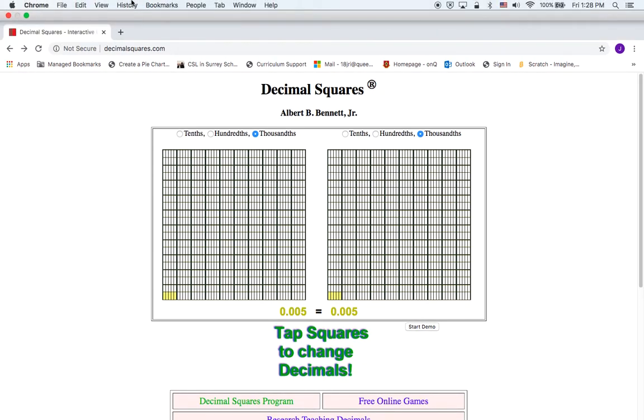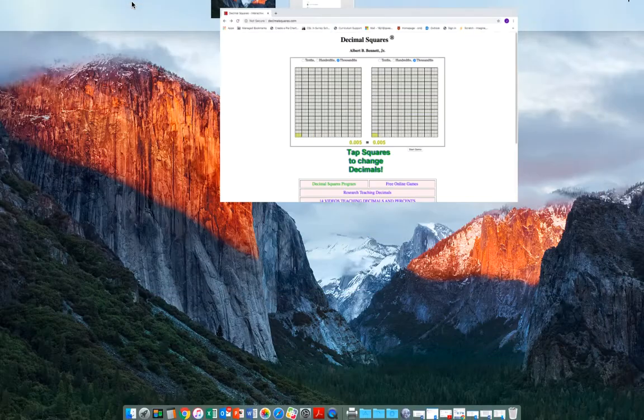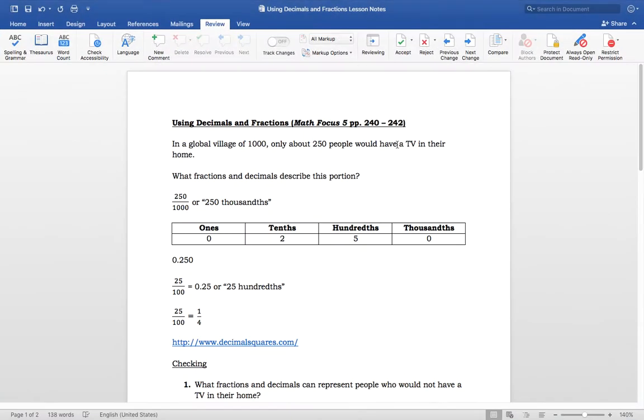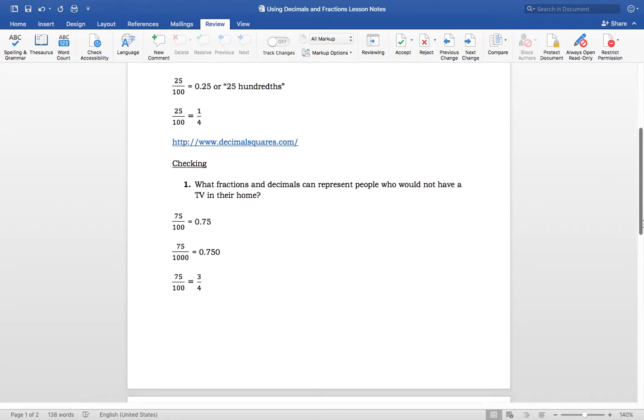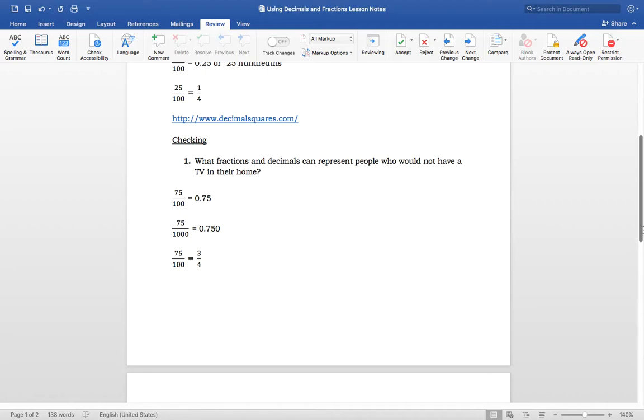So on checking number 1, it asks the following. It says, Write fractions and decimals that represent the portion of people in the global village who would not have a TV in their home. Use Kara's grid to help you.